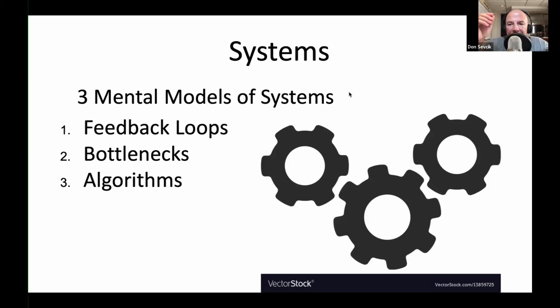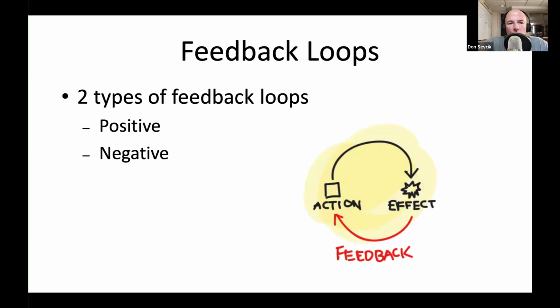So the third and final category of mental models I wanted to cover with you in this training has to do with systems. The three types of mental models for systems I'll cover are feedback loops, bottlenecks, and algorithms. So what is a feedback loop? Basically, an action is taken or a move is made, and then there's an effect. But then, does the effect drive the action to the next step? There are two types of feedback loops we're looking at, positive and negative.